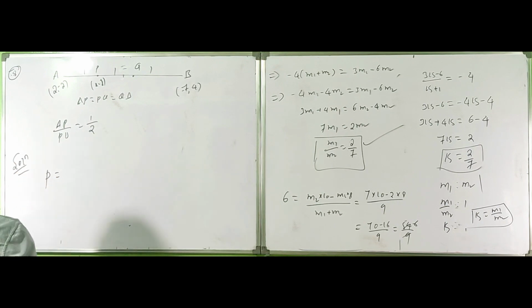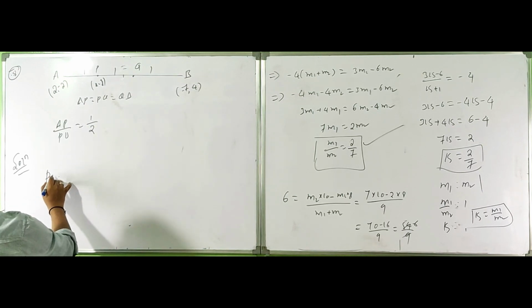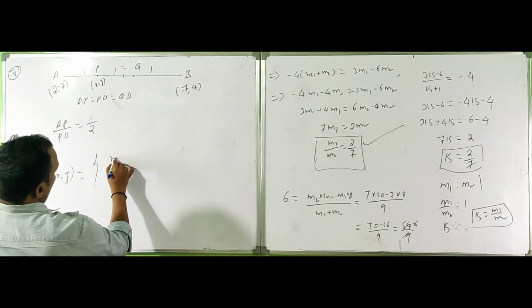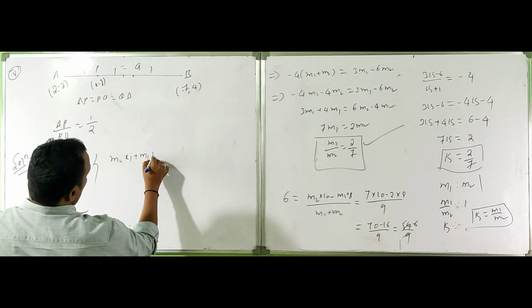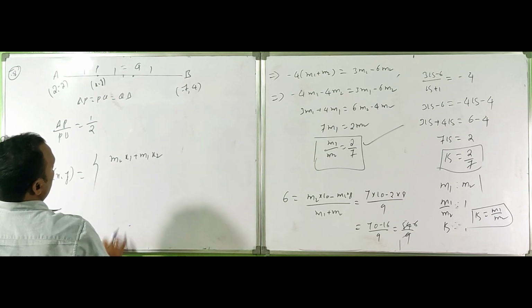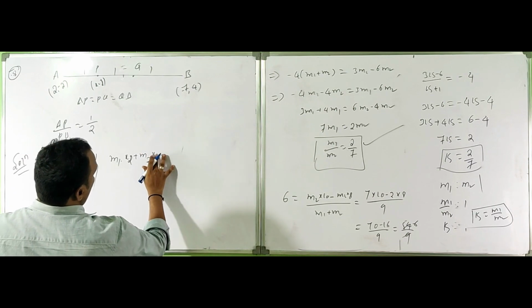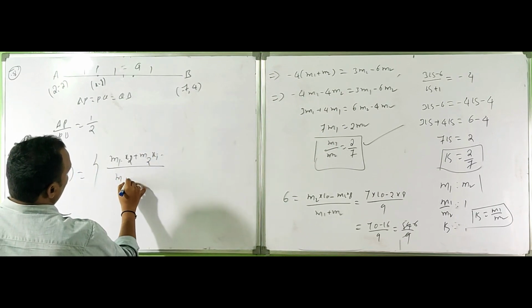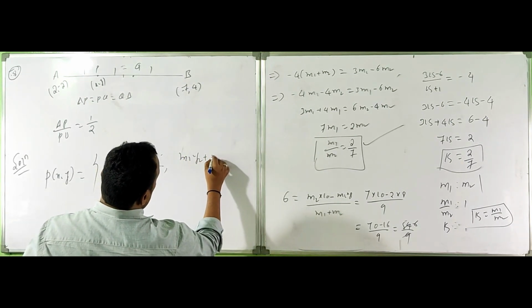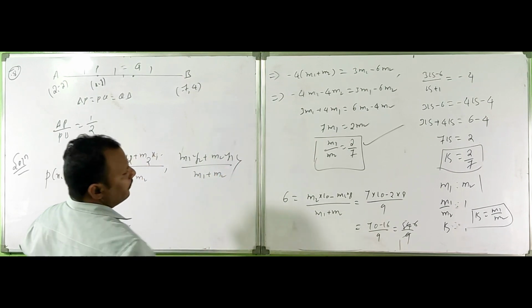Solution: point P is equal to, by the section formula, P(x, y) = (m2 x1 + m1 x2) / (m1 + m2), (m1 y2 + m2 y1) / (m1 + m2).